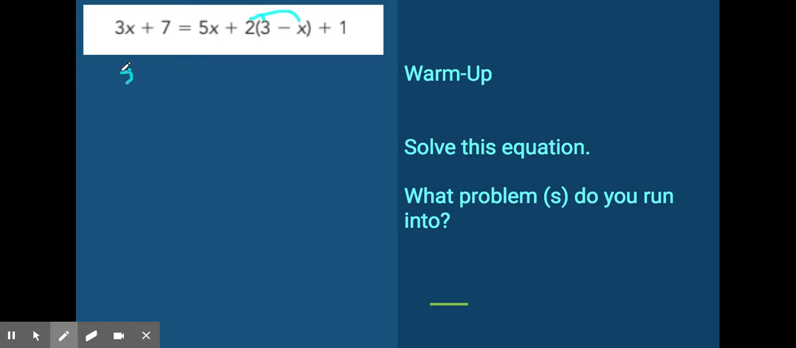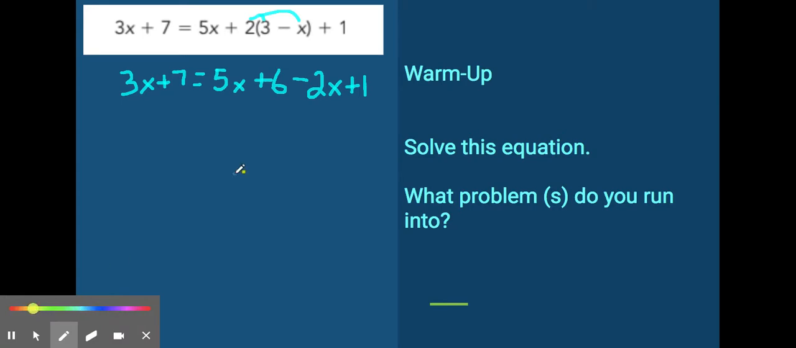So when I distribute that out, I'll end up with 3x plus 7 equals my 5x plus 6. 2 times 3 is 6. 2 times negative x is negative 2x. Plus 1. Okay?